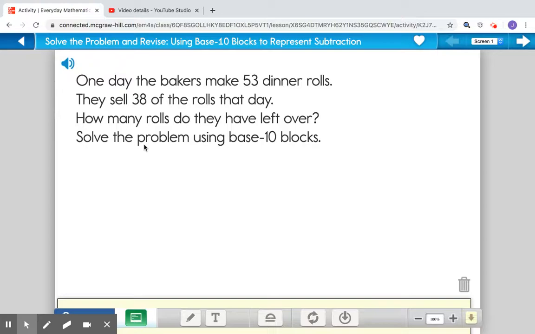And you're just going to take a look at the problem from yesterday. One day, the bakers make 53 dinner rolls. They sell 38 of the rolls that day. How many rolls do they have left over? Solve the problem using base 10 blocks.